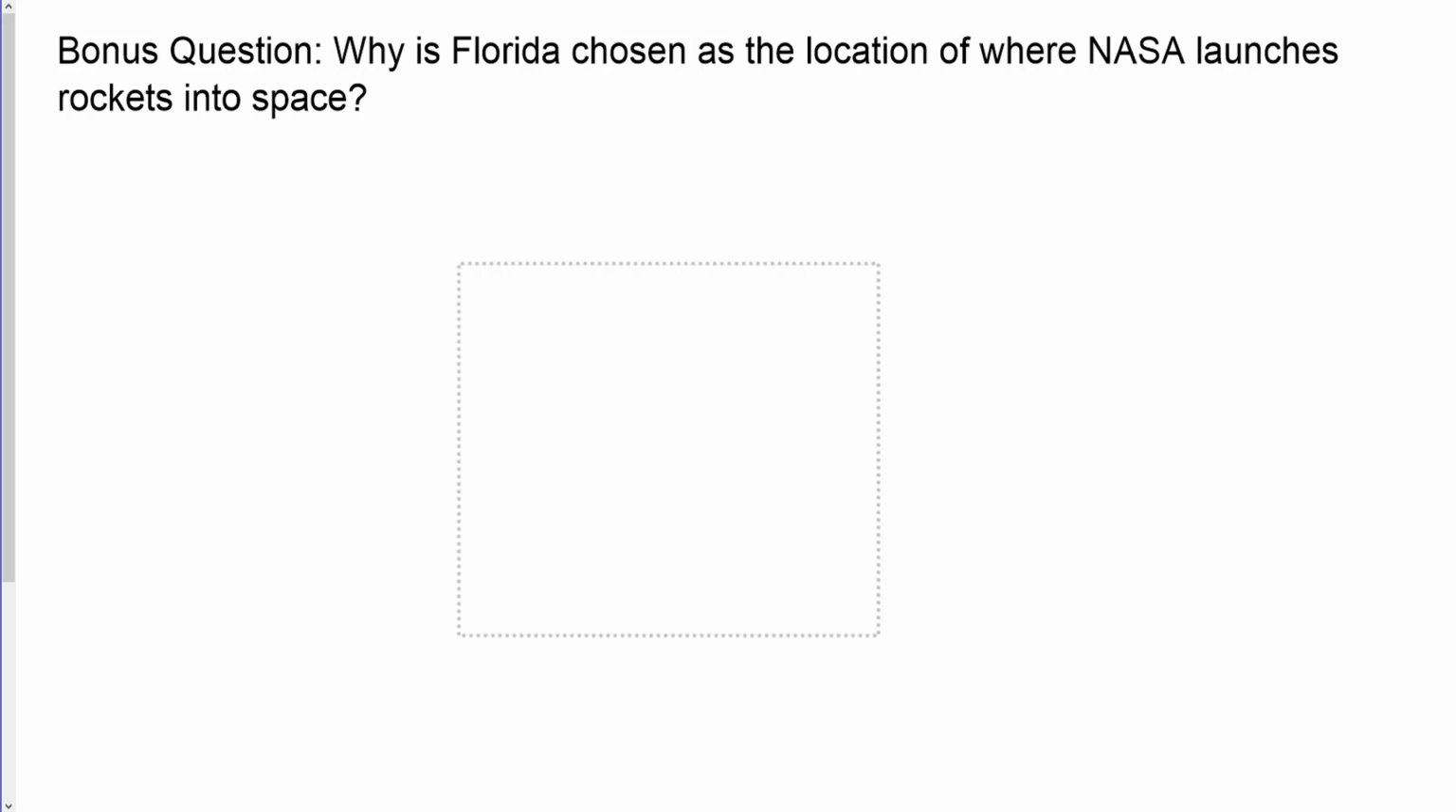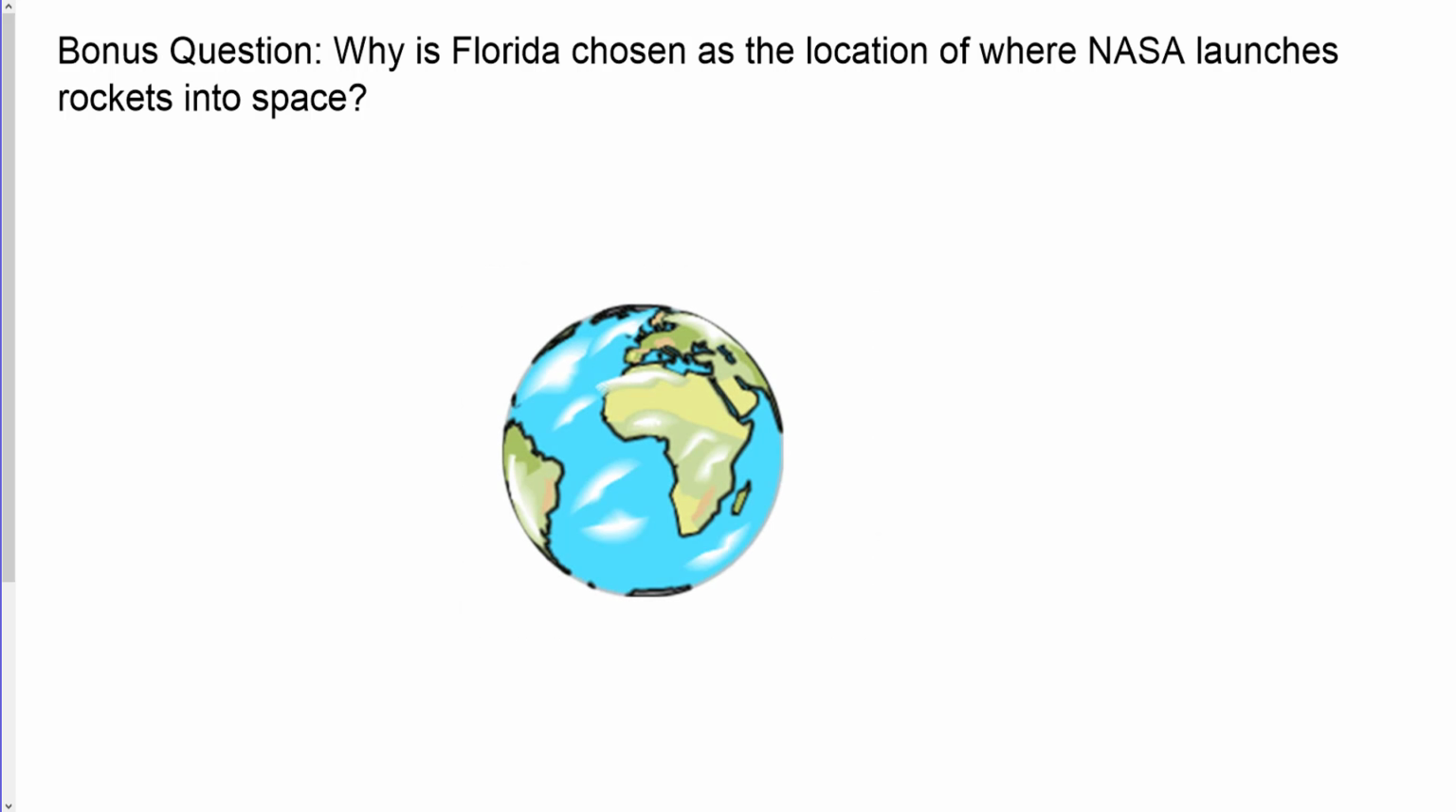Now, here's a bonus question. Why is Florida chosen as the location of where NASA launches rockets into space? Well, turns out there's a couple of reasons, but here's one really good reason. And unfortunately, I didn't have a graphic that showed Florida, but that's okay. You kind of see a little speck of it right there.